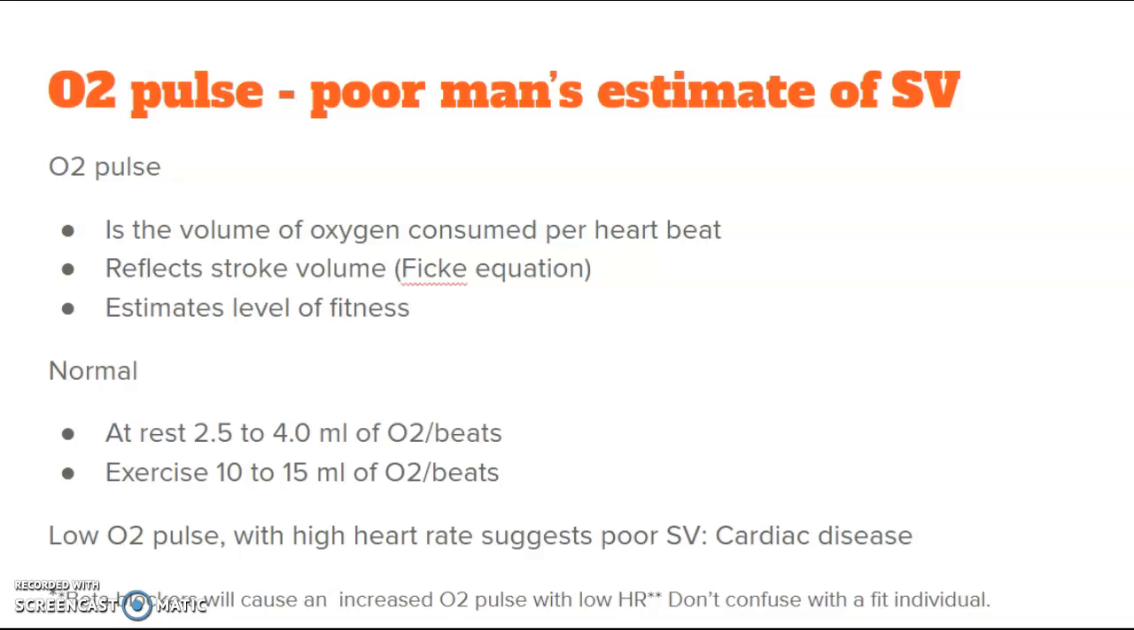So O2 pulse is the volume of oxygen consumed per heartbeat. Like I said, it reflects the stroke volume. You can use Fick's equation to calculate it, but we're not going to go there. This is another estimate of fitness level.